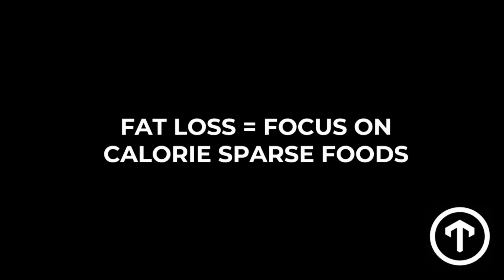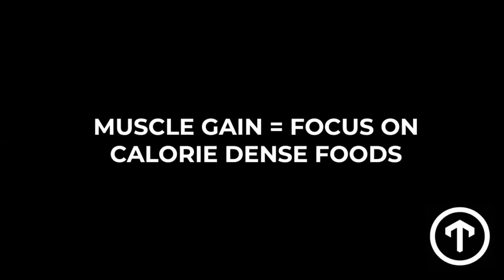So if your goal is fat loss, like I mentioned earlier, it's good to focus on calorie-sparse foods. And again, these are foods that have a lower number of calories per gram, because this is going to allow you to eat more while keeping your calorie consumption fairly low. If muscle gain is your goal, it can be useful to focus on foods that are calorie dense. These are foods that have a higher number of calories per gram.